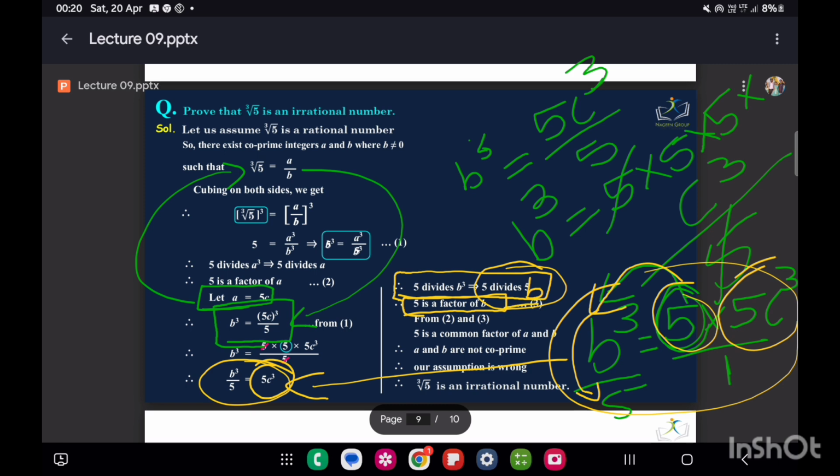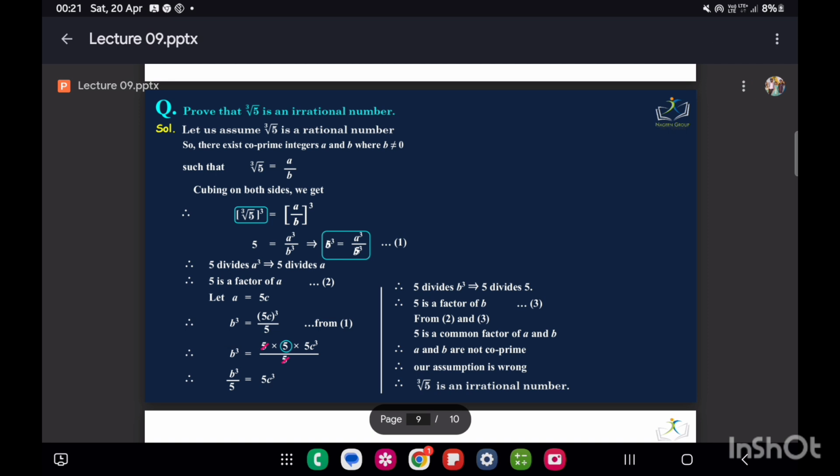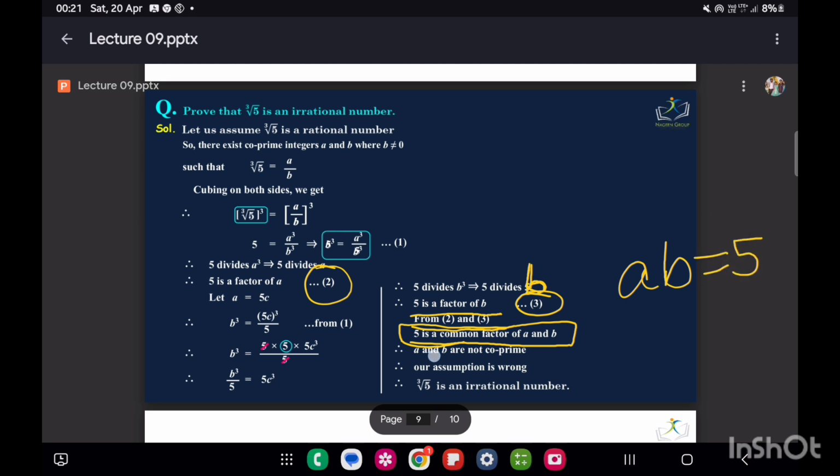We take this as equation 3. Don't forget to write that 5 divides b, so 5 is a factor of b. From equations 2 and 3, 5 is a common factor of a and b. We took a and b as integers, but both have 5 as a common factor, so a and b are not co-prime numbers.